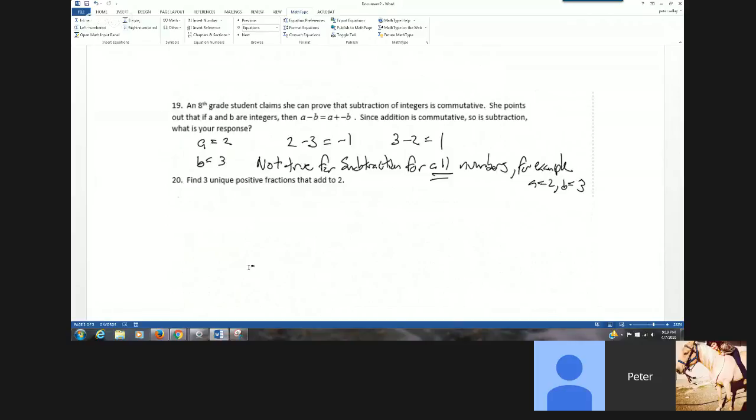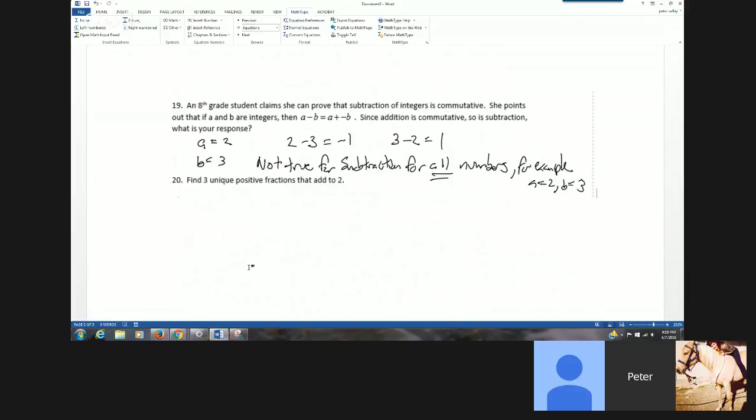The student claims that that's true for subtraction. So she points out that in subtraction we convert it to addition. Therefore, it must be true. And so all you have to do to disprove that is just pick two numbers. I guess not any two numbers, but find two numbers where if I subtract in the wrong order, I get two different answers. So I picked 2 and 3.